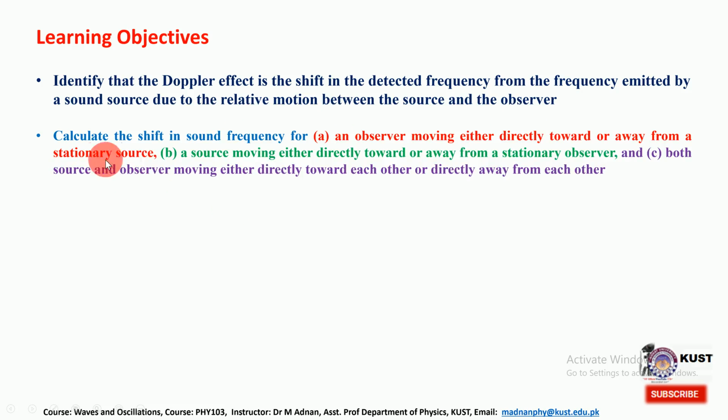Also, they will be able to calculate the shift in the sound frequency for these three different cases. For example, for an observer moving either directly towards or away from the stationary source. Also, for a source moving either directly towards or away from a stationary observer. Or for the third case, if both source and observer are moving either directly towards each other or directly away from each other.